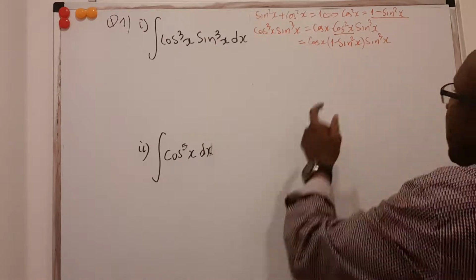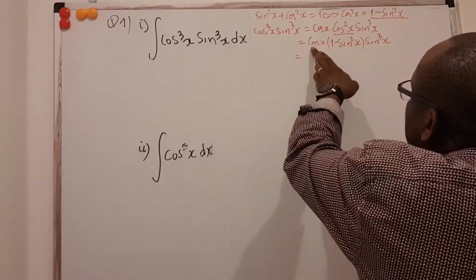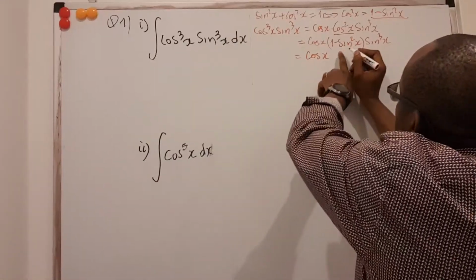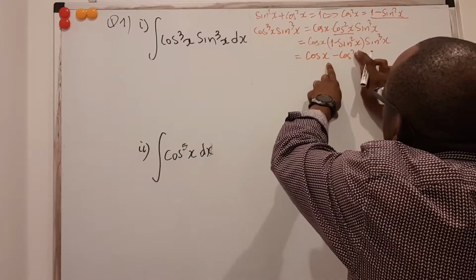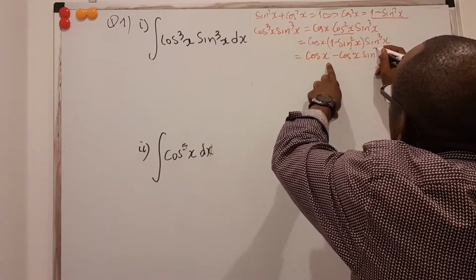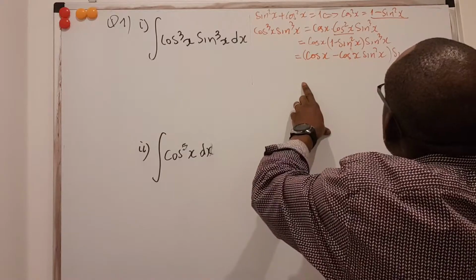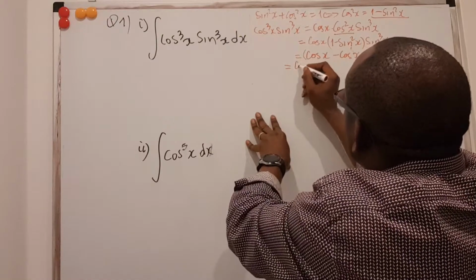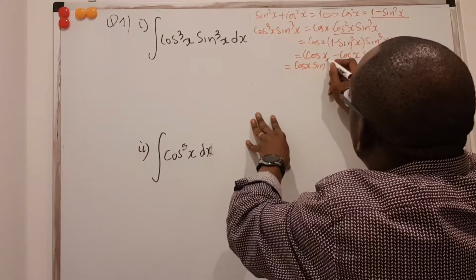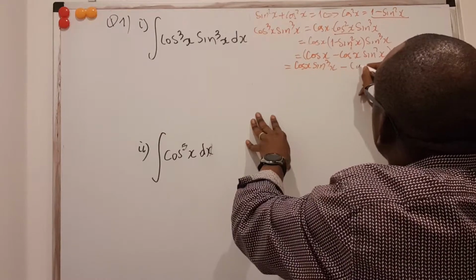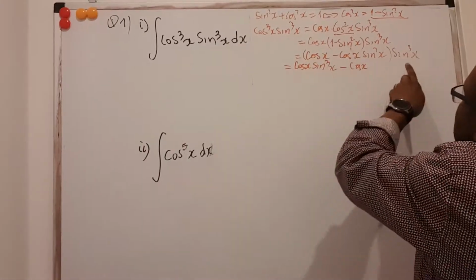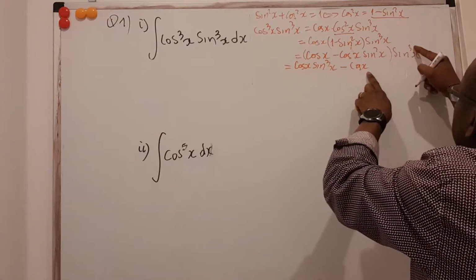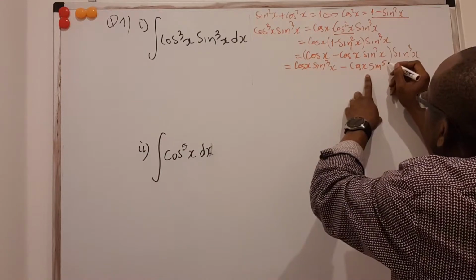I can expand this expression, and what I get is cos x times 1, which is cos x, times that, minus cos x sine squared x, all that multiplied by sine cube x. If I open this up, then I get cos x sine to the power 3 of x minus cos x. So this cos x times this is this one. Then this times that, this is cos x sine to the power 2 times sine to the power 3, sine to the power 5 x.